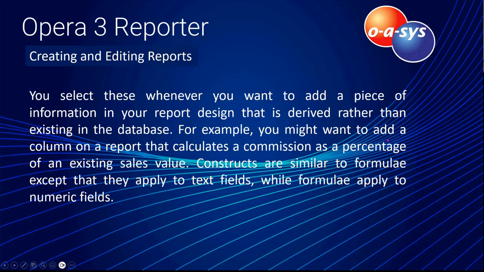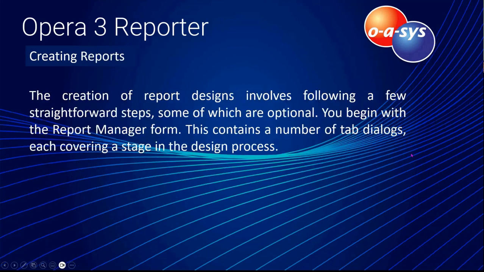So whenever you want to add a piece of information in your report design that is derived rather than existing in the database. For example, you might want to add a column on a report that calculates a commission as a percentage of an existing sales value. The construct is similar to formula, except that it is applied to text fields, while formula applies to numeric fields, as I said before. So the creation of report designs involves following a few straightforward steps, some of which are optional. You begin with the report manager form. This contains a number of tabs, dialogues, each covering a stage in the report design.